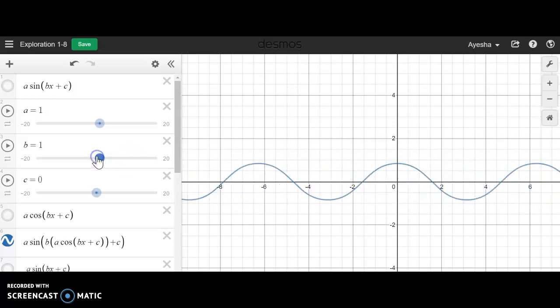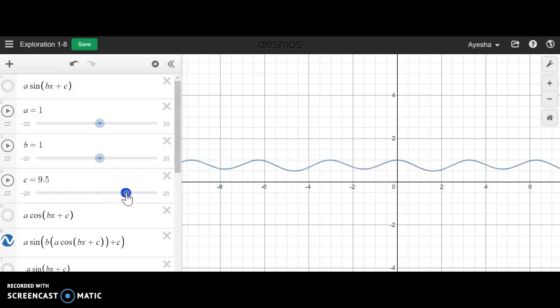I would like to do more work to figure out what exactly this means. Now I'm just curious to see if C is going to remain the way that it has been for past graphs. I wonder if C is only going to horizontally shift this graph. Ooh, that looks like a jump rope.